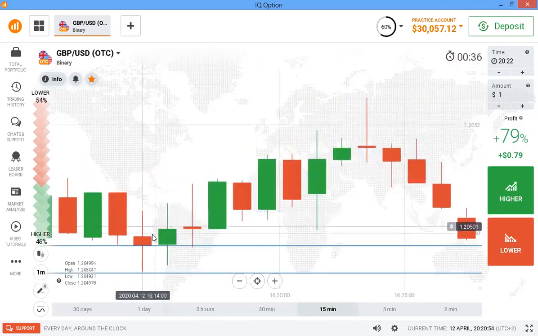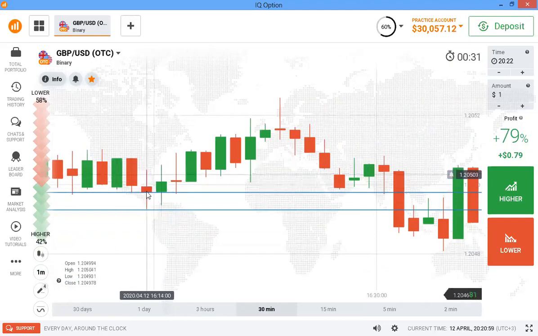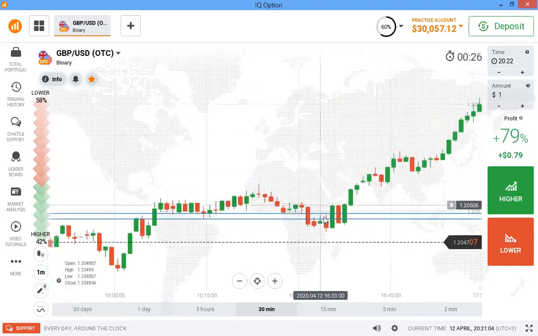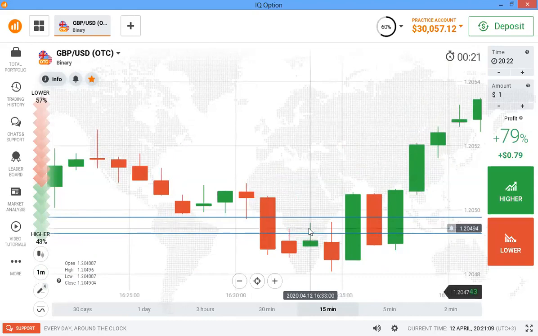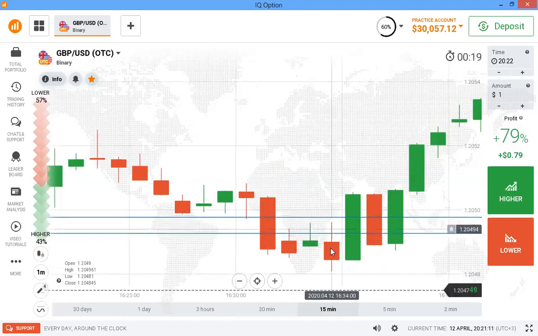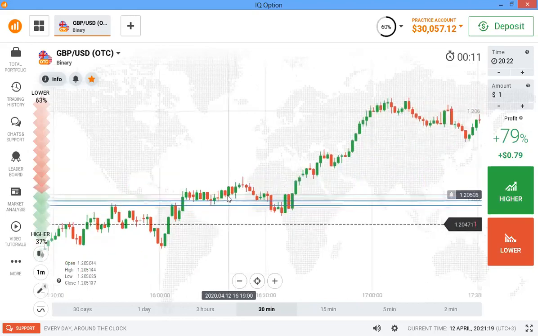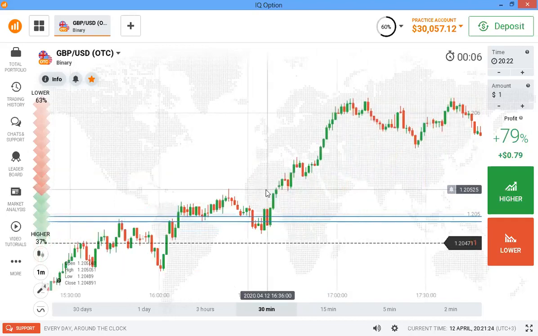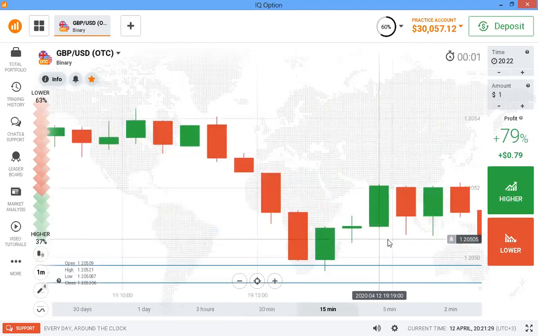This is my support level, which I have drawn. You can see sellers reach this level, buyers reject the market, buyers enter. Here again, it's acting as resistance. Buyers reach this level, sellers reject the market, sellers enter. That means this area, I have gotten my support level. That means if the market should approach this level, it will definitely reverse as the first support.